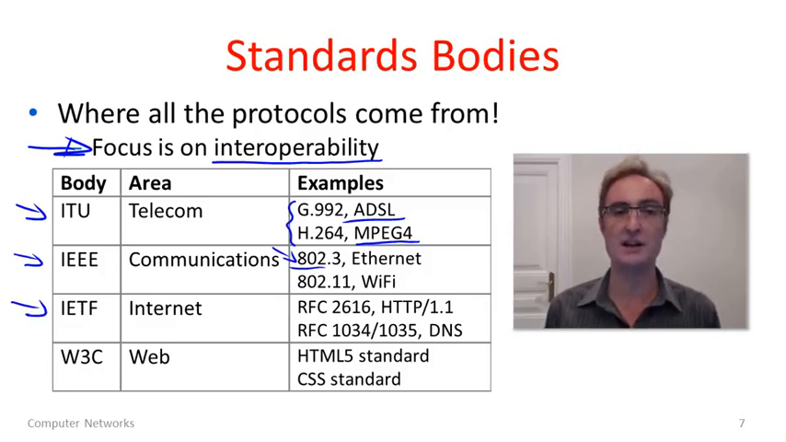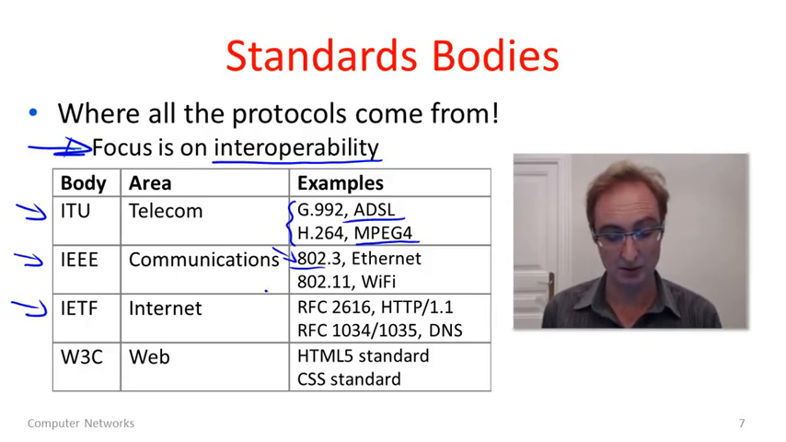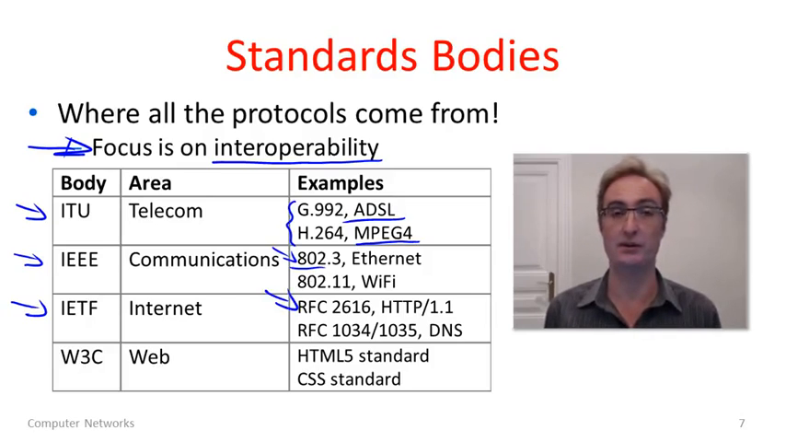Then there's a body called the IETF, the Internet Engineering Task Force. This body produces Internet standards, and these are sometimes called RFCs, or requests for comments. There are many different RFC numbers, and they specify standards that you might know about. For instance, here's an RFC for the DNS. There would be other RFCs for things like TCP and IP, for instance.